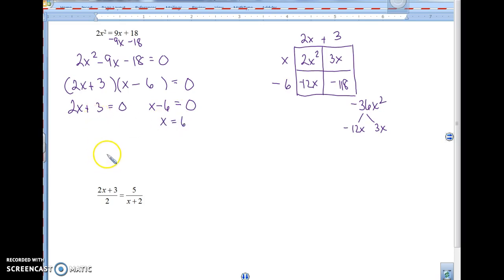What kind of number are we going to get here? Well, we move the 3 over. That gives me 2x equals negative 3. Divide by 2. You get x equals negative 3 over 2, or negative 1.5. So you can have a fraction answer.